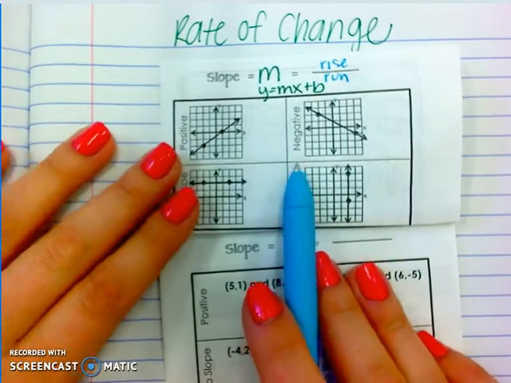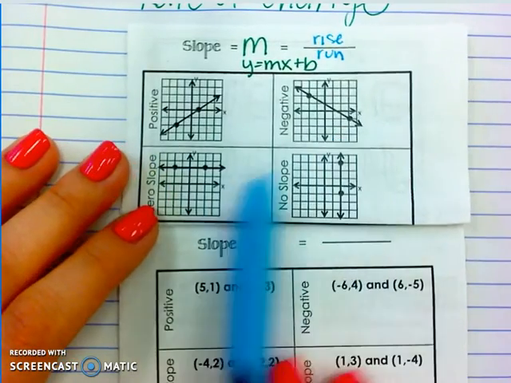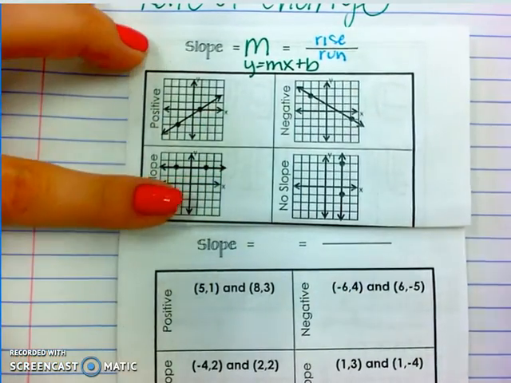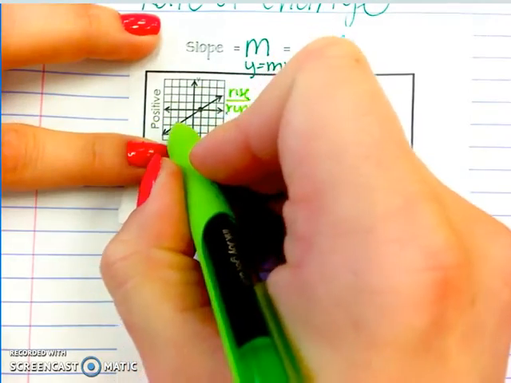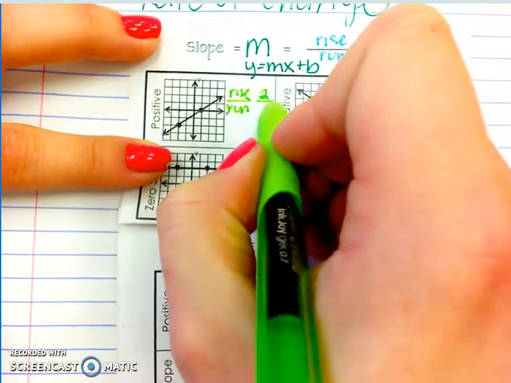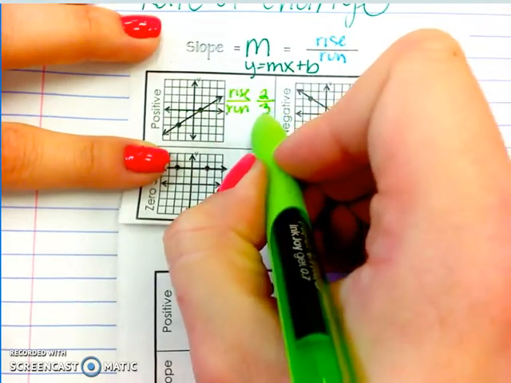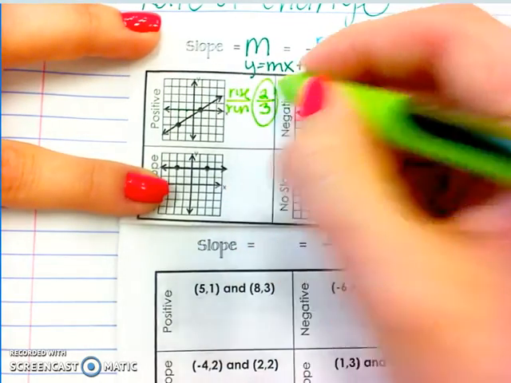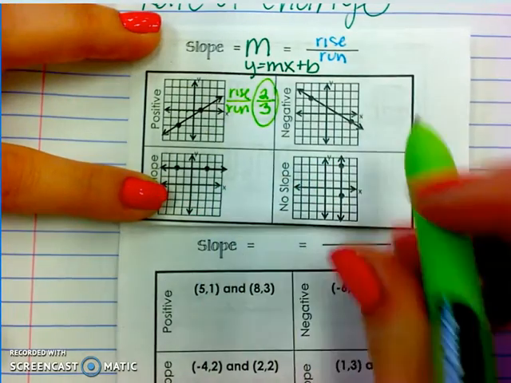Okay, so we have four different kinds of slopes. We have a positive, a negative, a zero slope, and a no slope. So let's do rise over run. I'm going from point to point. Doesn't matter which point you start at. I'm going up 2, that's rising 2, positive 2 is up, running 3. Rise over run, 2 over 3, that is my slope of 2/3, and it is positive, so it is a positive slope. Perfect, going uphill.